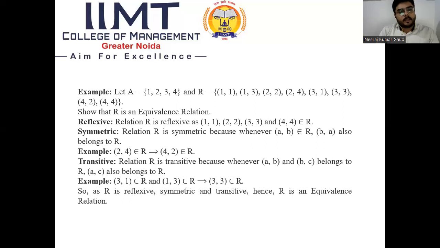Symmetric. The relation R is symmetric because whenever (A, B) belongs to R, (B, A) also belongs to R. Example, (2, 4) belongs to R implies (4, 2) also belongs to R. Transitive. The relation R is transitive because whenever (A, B) and (B, C) belong to R, we check whether (A, C) belongs to R or not. Clearly, (3, 1) and (1, 3) belong to R and also (3, 3) belongs to R. So R is reflexive, symmetric, and transitive. Hence, R is an equivalence relation.